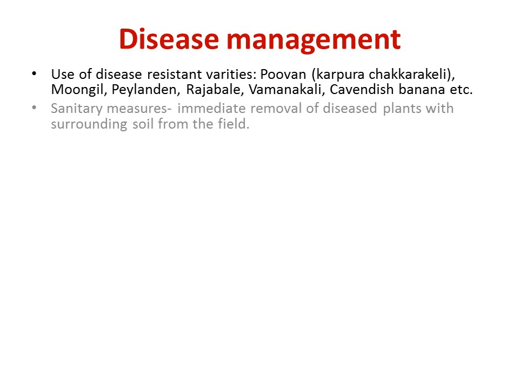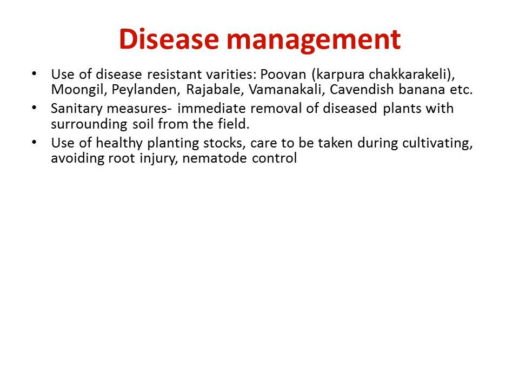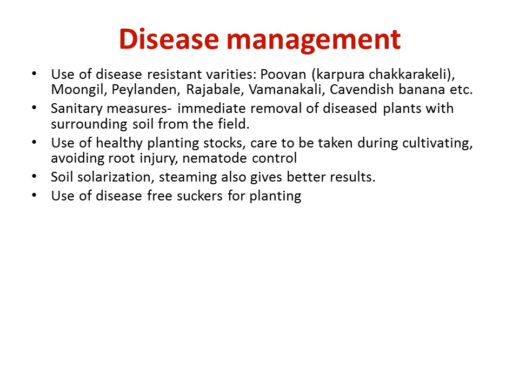Use of proper sanitary measures, that is removal of all the infected parts of the plant or the entire plant along with the sucker, which has to be removed and burnt into ashes. And also keeping the plantation clean. Use of healthy planting stock. Care to be taken during cultivation, avoiding root injury and nematode control. Soil solarization and steaming also give better results. Use of disease-free suckers for planting.